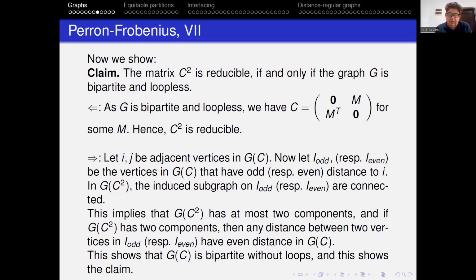So this shows that the graph T is bipartite without loops, and this shows the claim. Maybe I should have said the graph T. I missed that. The T means the graph constructed from C. Okay.